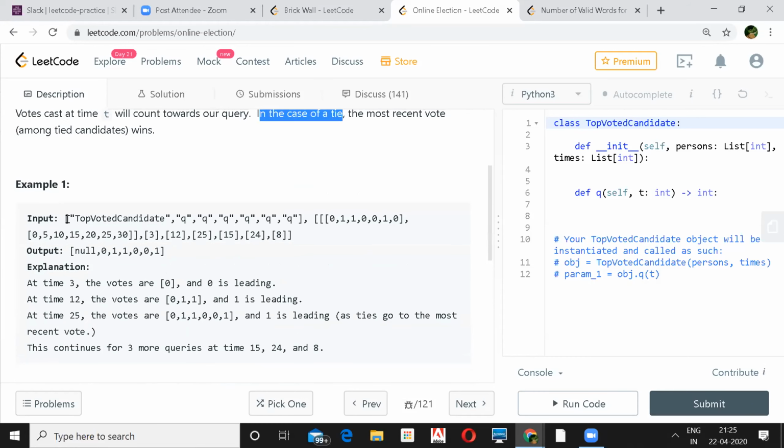So these are the candidates, top voted candidate and all this. What they are doing is, at the time step of 3, if you can see, they have only 0 leading at the time step of 3. Next, if you look at 12, you'll have 0, 1, 1, so 1 is leading in this case. And when you look at 25, again you'll have 0, 1, 1, 0, 0, 1. Again you can see 1 is leading, which is a tie with the previous one. And according to that, if you continue for the next 15, 24 and 8, you'll find the values that you'll have.